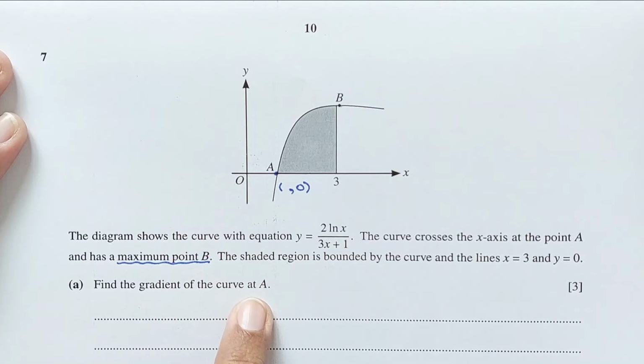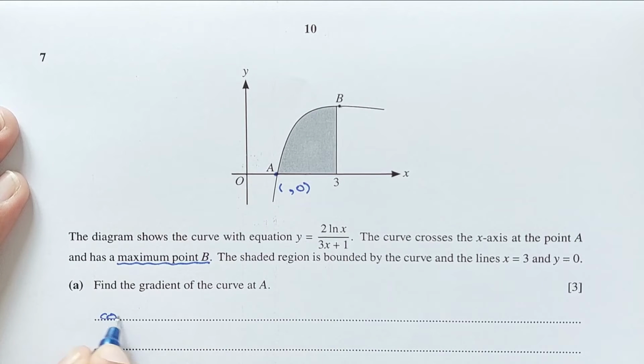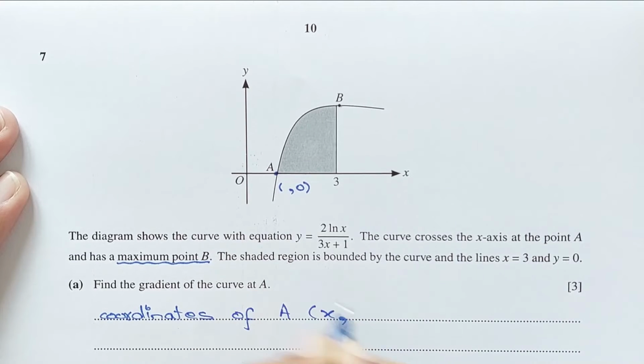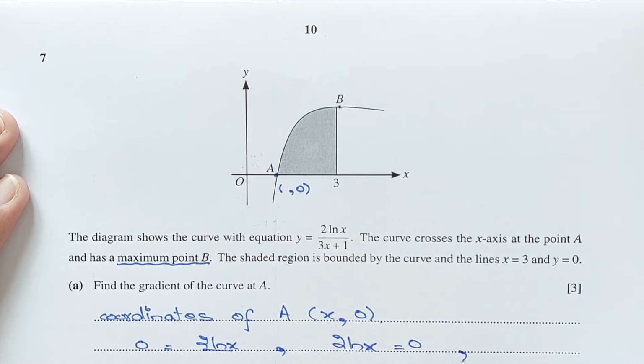Part A, find the gradient of the curve at point A. So first we need to find the coordinates of point A. The y-coordinate is 0 because it is on the x-axis, right? So when the y-coordinate is 0 in the curve, we have 0 equals ln x over 3x plus 1. We have to do the cross multiplication here. So ln x would be equal to 0. So ln x equals 0 at x equals 1.